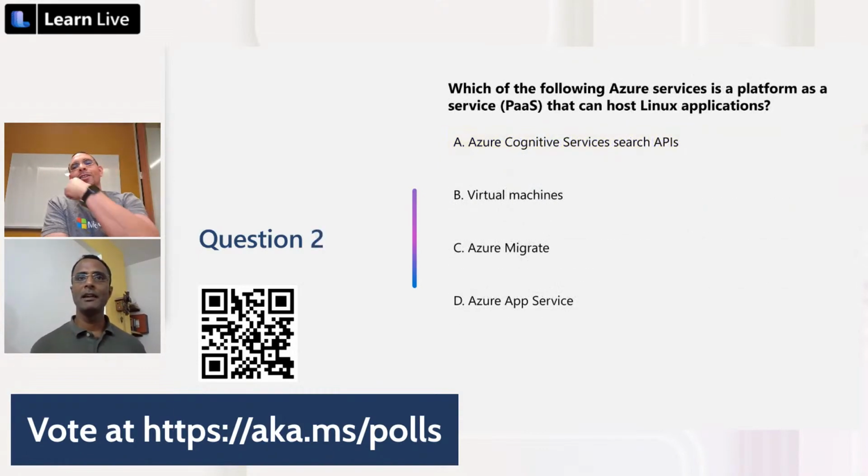Oh, okay. All right. Question number 2 is which of the following Azure services is a platform as a service or a PaaS that can host Linux applications? Is it Azure Cognitive Services, Search APIs, or virtual machines, or Azure Migrate, or the Azure App Service? It's another good question. So we'll give some time for folks to answer. I'm getting a lot of votes for D. All right, cool. Let's check it out. So that's what I think it is as well. Azure App Service, and ding ding ding, that's the right answer.